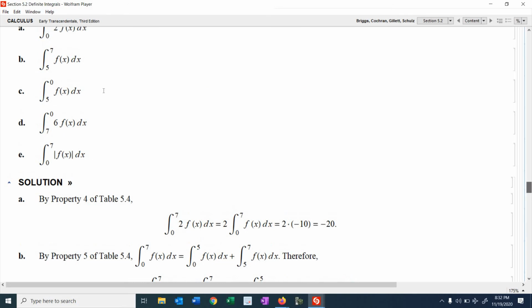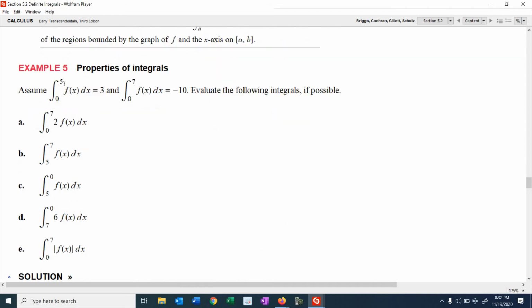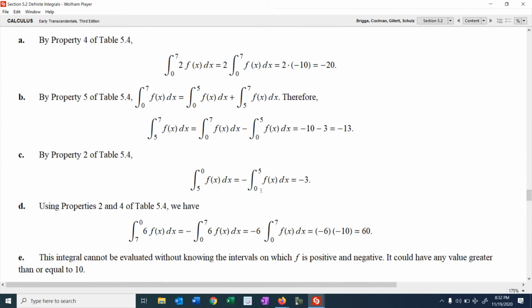Okay, and then part C, we want to find the definite integral from 5 to 0. Unfortunately, they didn't give us that. They did give us the definite integral from 0 to 5. And remember, if you switch these limits, you just have to put a minus sign in front of your definite integral. So the definite integral from 5 to 0 is the same as the definite integral from 0 to 5 with a minus sign in front. And we know the definite integral from 0 to 5. We were told that's equal to 3. And so the definite integral from 5 to 0 must be minus 3.